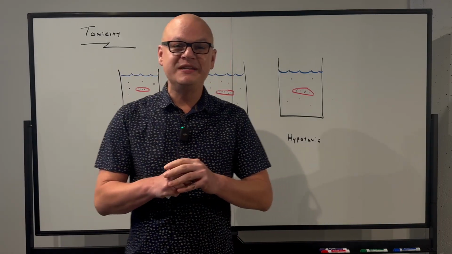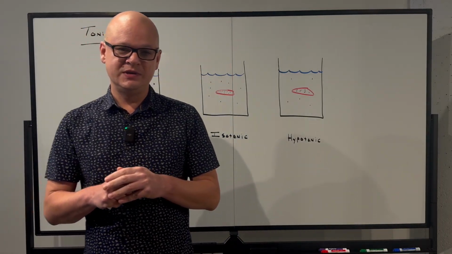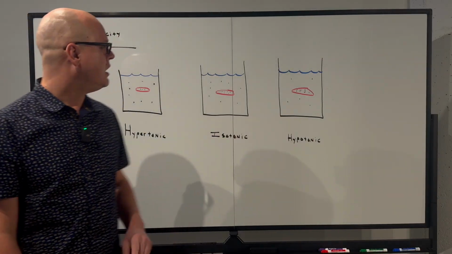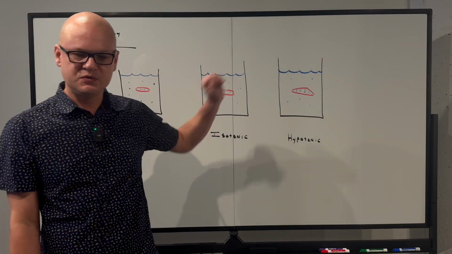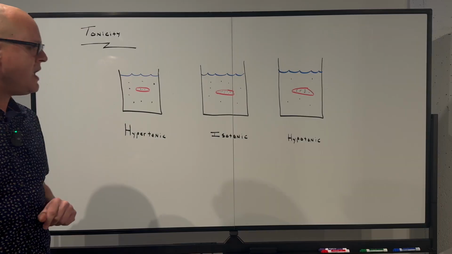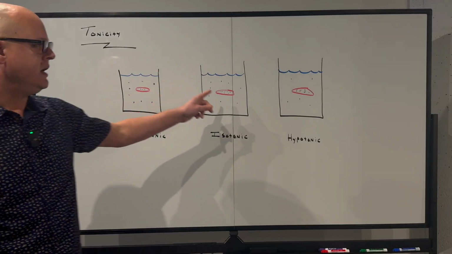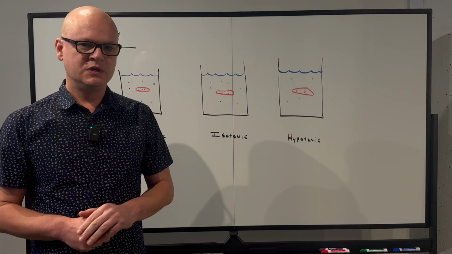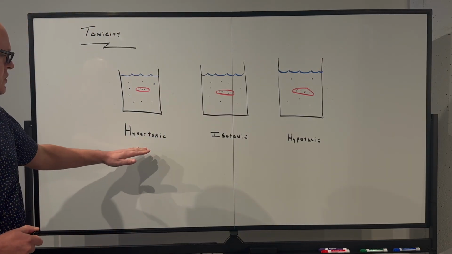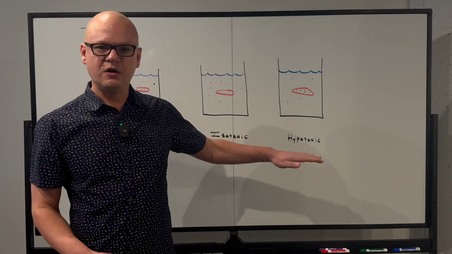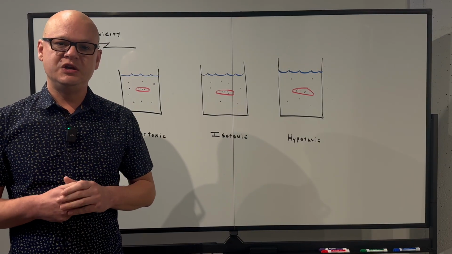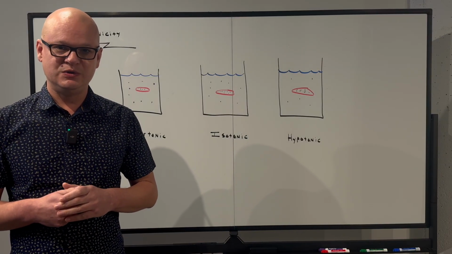Okay, so the tonicity of solutions. If we have 3 beakers here, and we filled it with deionized water, and then we add an erythrocyte or red blood cell to each of those beakers, and then we change the concentration of solute within that solution, we're going to get changing tonicities of that solution.